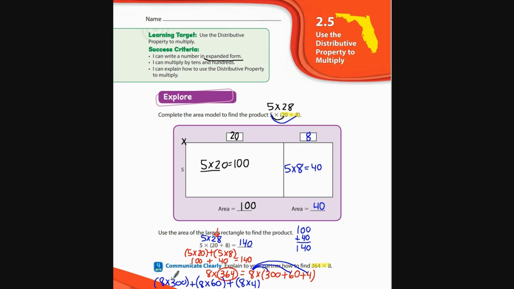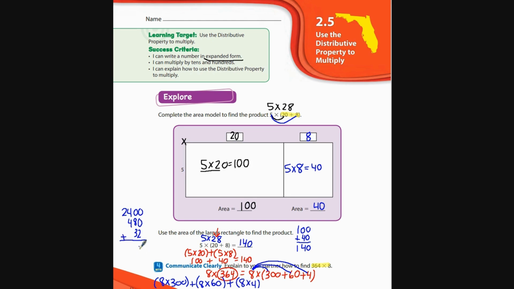First one we're going to do is 8 times 300. 8 times 3 is 24. And we add 2 zeros. Next one, 8 times 60. Well, 8 times 6 is 48. With 1 more 0 is 480. And the last one, 8 times 4 is 32.